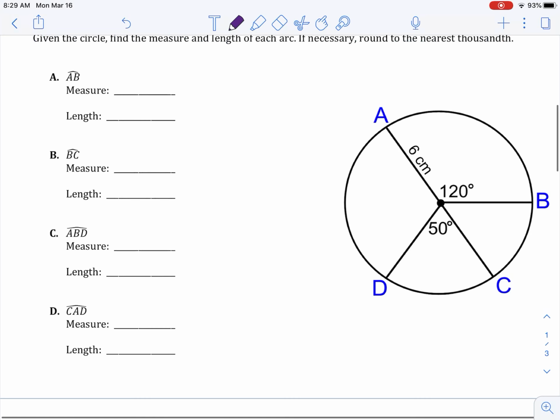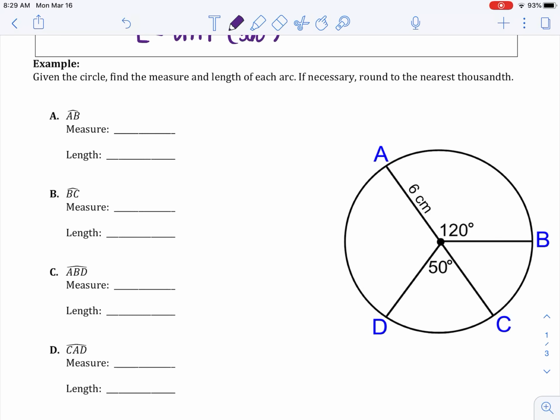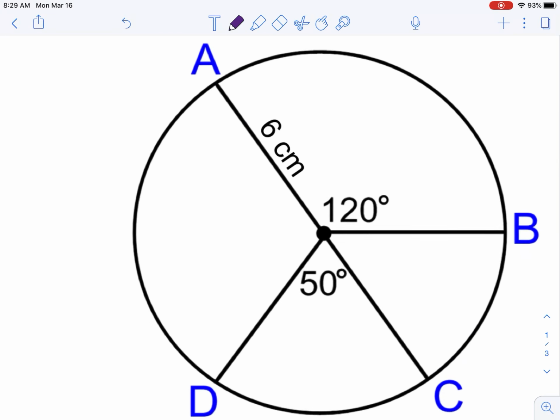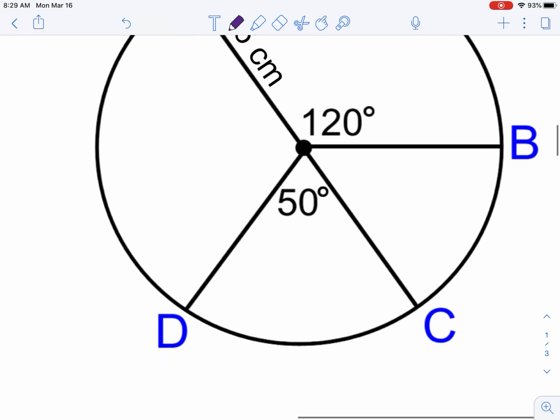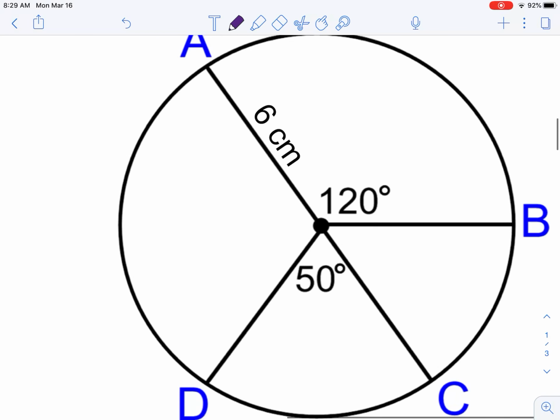Okay, here are some examples. Given the circle, find the measure and length of each arc. If necessary, round to the nearest thousandth. So we'll start with the arc measure. First, let's go over to the circle, and I'm going to fill in any missing angles that I know. Realize the arcs are the same length, but I'm not going to fill in those too. What I mean by that is I'm not going to put 50 here too, like I can clearly understand that that's 50. So go ahead and on your sheet fill in this missing angle and this missing angle real quick.